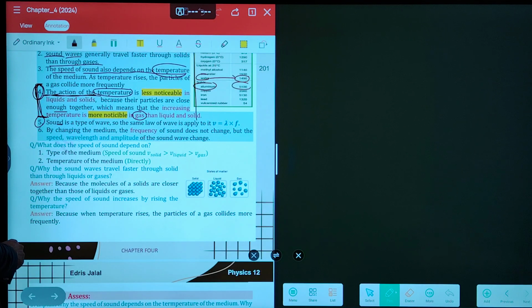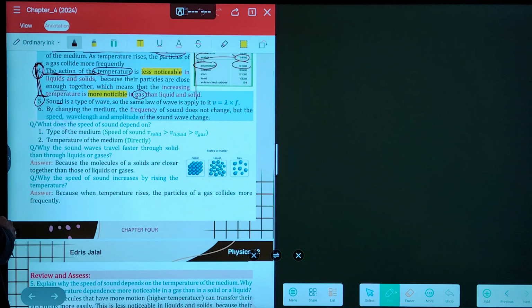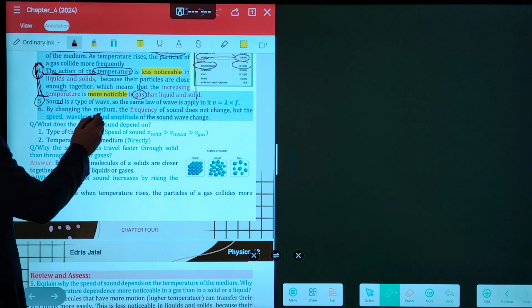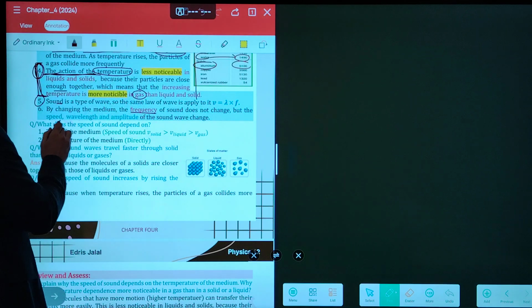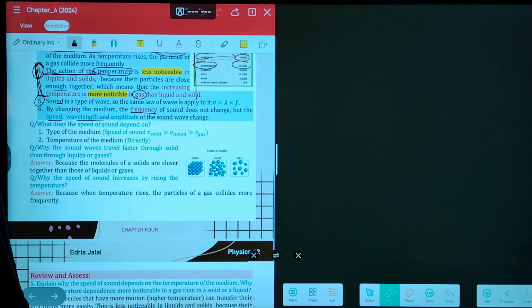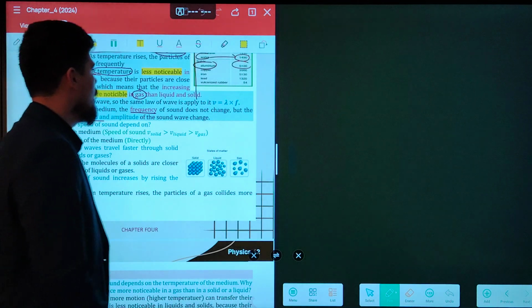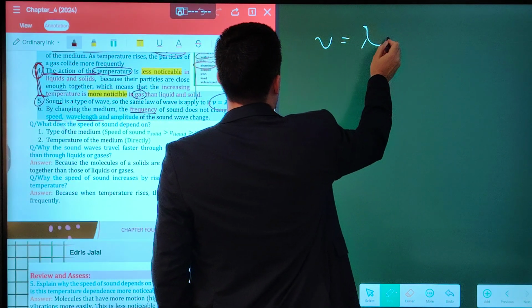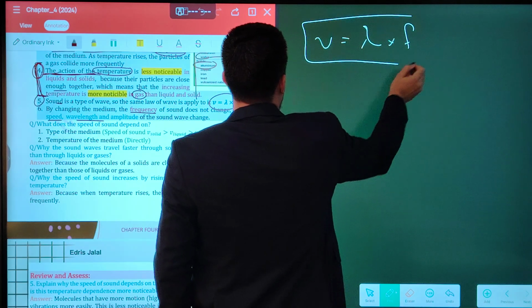Note number 5: sound is a type of wave, so the same law of the wave is applied. V is equal to wavelength times frequency. By changing the medium, the frequency of the sound does not change, but the speed, wavelength, and amplitude of the sound wave change. So how did we get this equation, V equals wavelength times frequency?